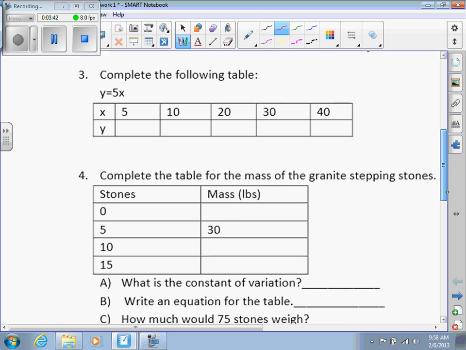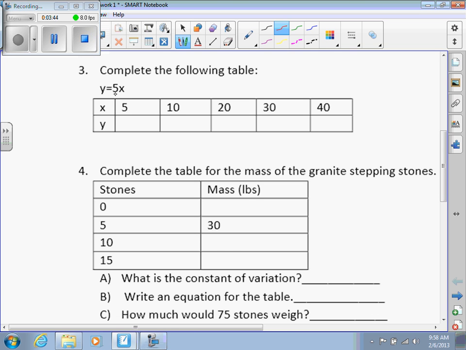Alright, next. Number 3. Y equals 5x. When x is 5, what do you get? 25. Abel, when x is 10, what do you get? 50. When x is 20. Amar, when x is 30. Yes, sir. All right. Naomi, when x is 40. 200. Good. Okay. What is the constant?